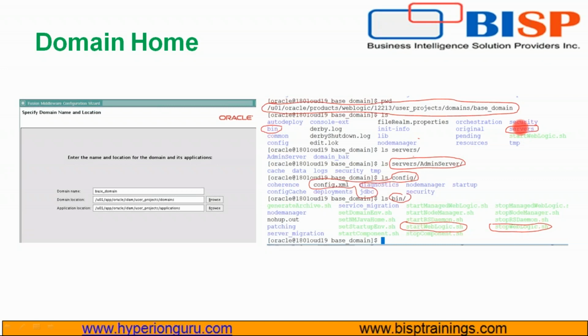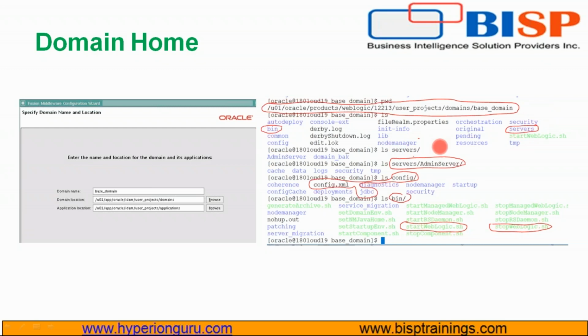Servers is actually where all your servers will be created. So if you have created an admin server, your admin server directory will be inside the servers folder. If you have created n number of managed servers, those n number of directories with that managed server name will be inside those servers. Similarly, you have security, where you have security related files.